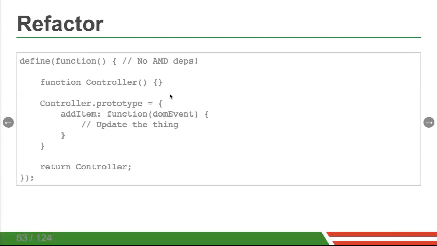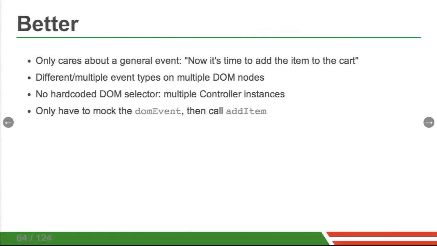Whoa, okay, let's refactor. Refactored it to nothing. How does that work? Well, it got considerably easier to unit test, right? There's no AMD dependency, so we don't have to worry about trying to fool the loader into loading some fake implementation. All we have to do is find a way to provide some sort of thing that looks like a DOM event. Okay, that's a lot easier. That's cool.